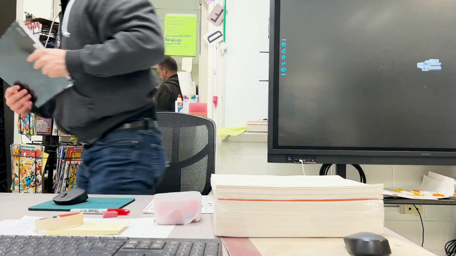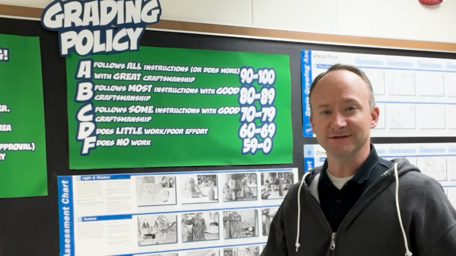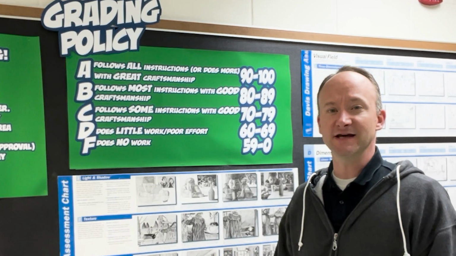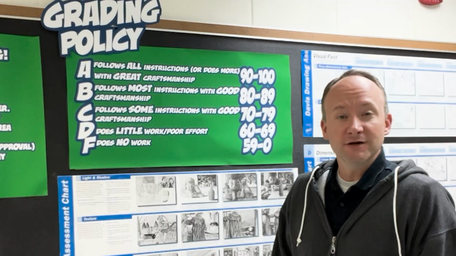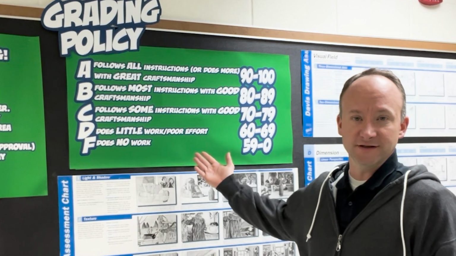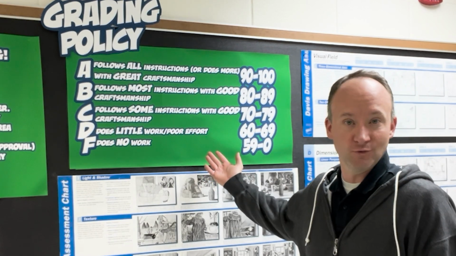I do wanna talk to you guys real quick about my grading policy. My grading policy in elementary school was really easy. We worked on a 5-point scale. 5 points was for an A, 4 points was for a B, 3 points was for a C, a D was 2 points, and an F was 1 point. But in middle school, we gotta stick with these. You guys get graded A through F on a 0 through 100 point scale.